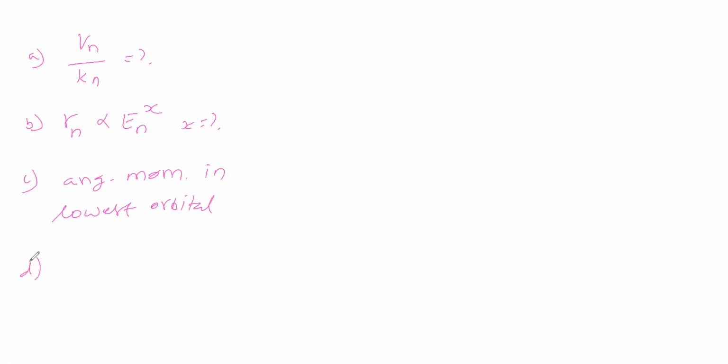Fourth one, 1 by radius of nth orbit, radius power n. That means radius of nth orbit we can say is directly proportional to Z power y. Z is called atomic number. Y is equal to question mark. For this, what are given are 0, then -1, then -2, then 1. We have to match these.